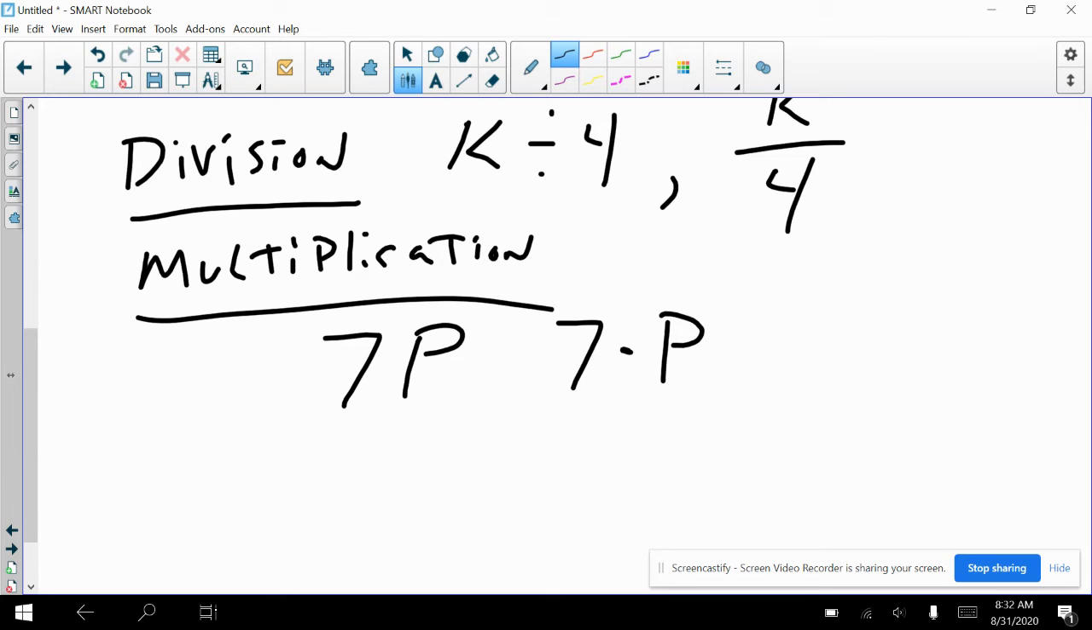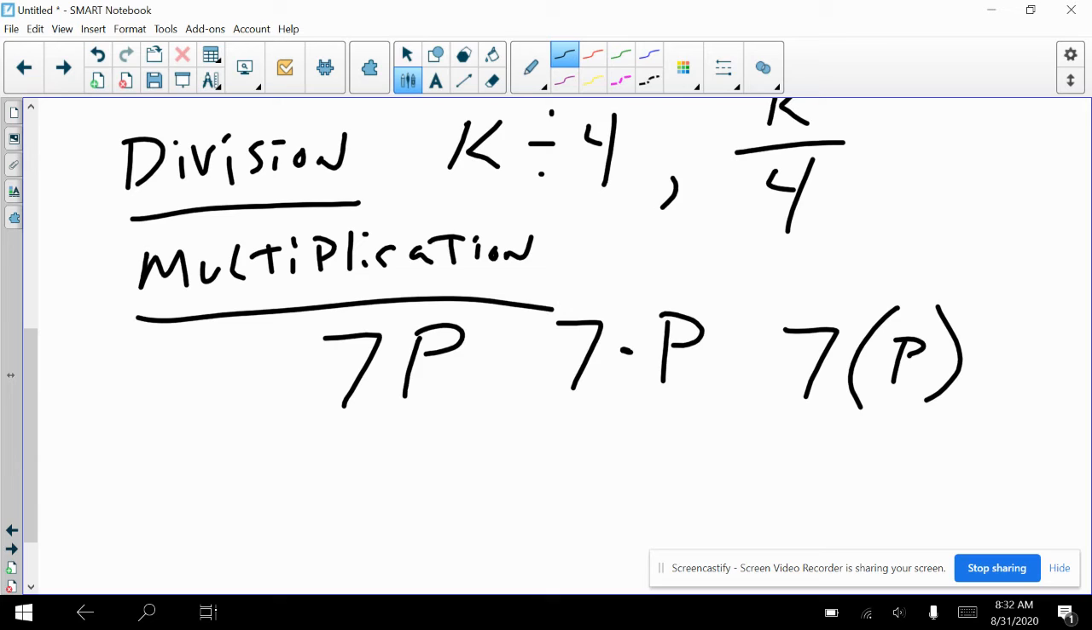You also may see something that looks like this. 7 parentheses p. Have you seen that before? Yes? You should have a little bit, right? When there is a number next to parentheses, it means to multiply. So you may see that.